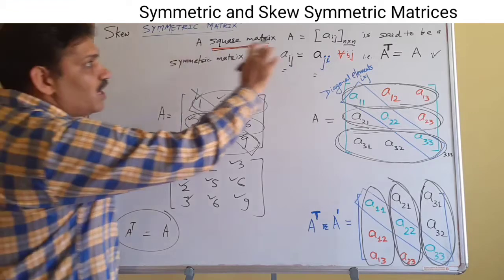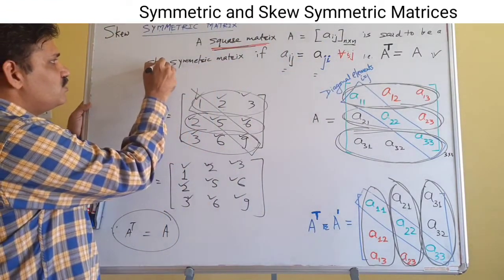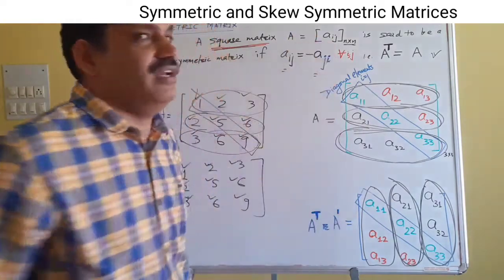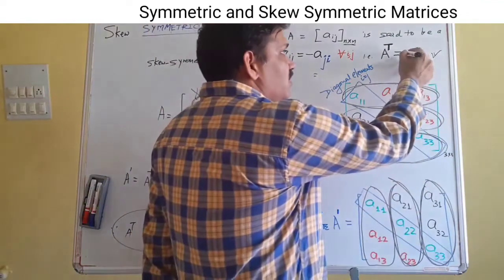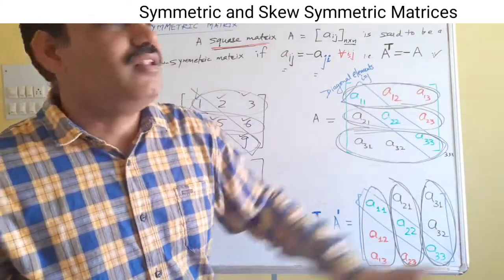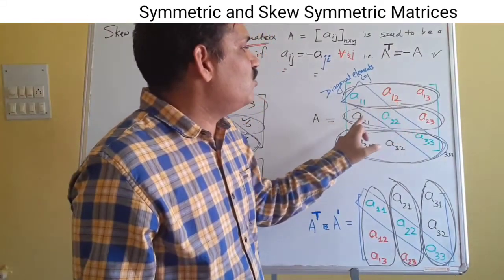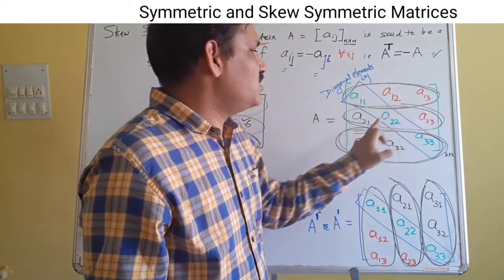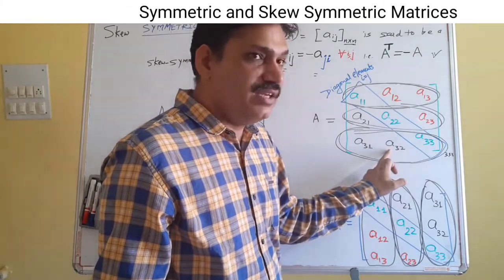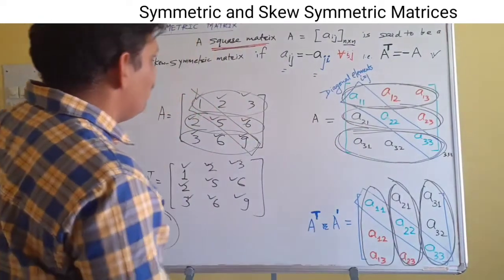Skew symmetric. A square matrix is said to be a skew symmetric matrix if Aij is the negative of Aji. That is, if you take the transpose of the matrix, you get the negative of the original matrix. See here, A12 must be equal to minus A21, A13 must be equal to minus A31, A23 is equal to minus A32, A11 must be equal to minus A11. That gives us a very important result.